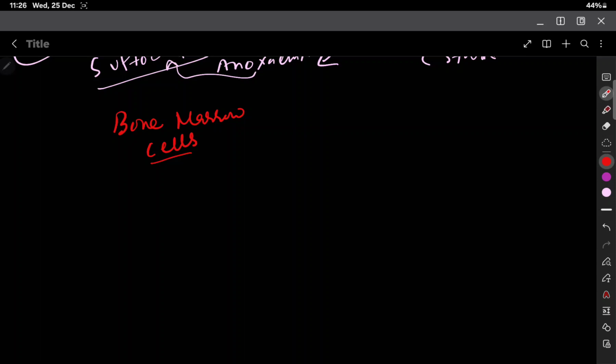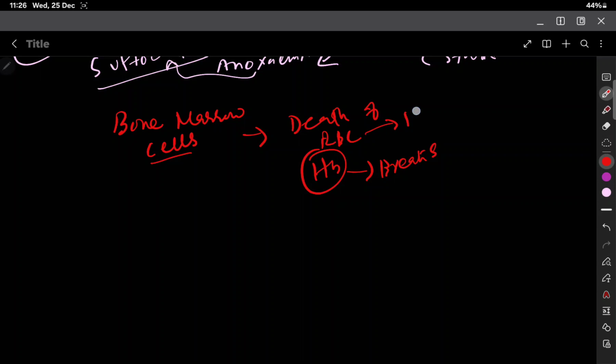Hemoglobin develops in the cells in the bone marrow that become red blood cells. When red blood cells die, the hemoglobin is broken down. It's formed in the red bone marrow cells, and RBCs have a lifespan of 120 days. After the death of the RBCs, this hemoglobin breaks down.